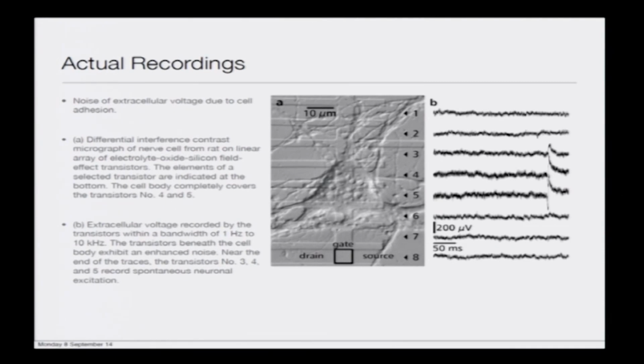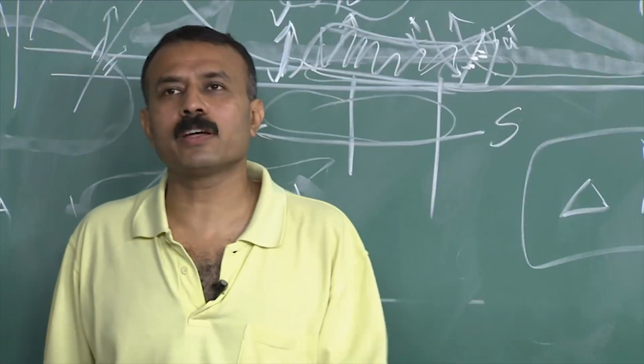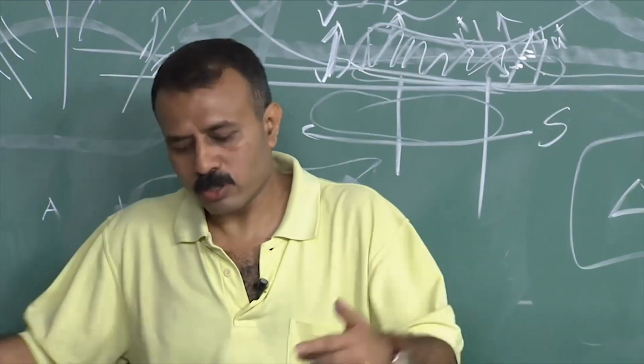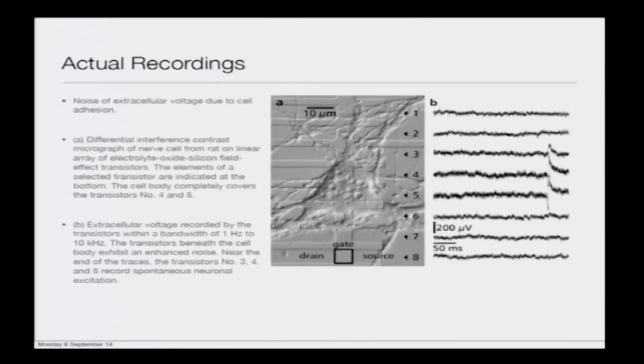So, the noise on the extracellular voltage due to the cell radiation, and this is very important, the extracellular voltage recorded by the transistor within a bandwidth of 1 hertz to 10 kilohertz. The transistor beneath the cell body exhibits an enhanced noise near the end of the traces. Transistors number 3, 4 and 5 recorded spontaneous neuronal excitation. 3, 4, 5, there is a spontaneous neuronal activation, which is very tough to pick up. These signals are very, very tough to pick up with an extracellular electrode or any other kind of electrochemical devices, which you really cannot do.